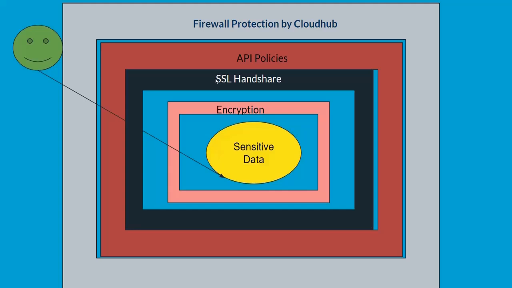Like secure system API, process API, and experience API. They need to communicate with each other to exchange the data and to send the data to the end user. In that case, you should authenticate all three APIs, also protected or authorized to each other. So that is nothing but SSL handshake.